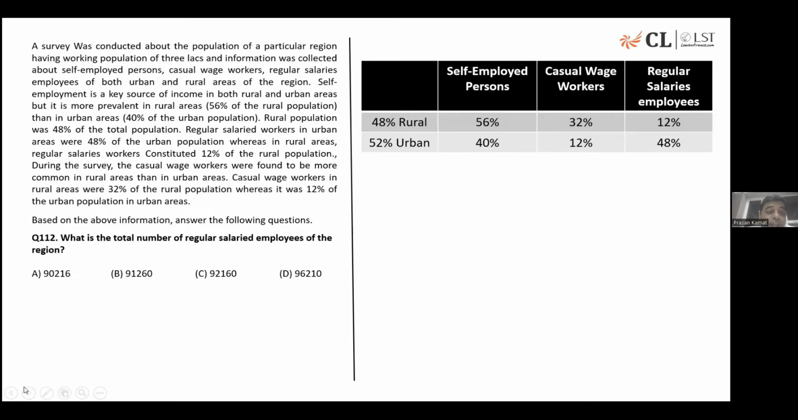What is the total number of regular salaried employees of the region? Now, they're asking me the total number of regular salaried, which is this, of the region. So it will be 12% of 48% of the total, which is 3 lakh. But this is the rural regular salaried employees. They're asking me the total. So plus, what about the urban? Urban means regular is 48%. So 48 of 52 of 3 lakh.